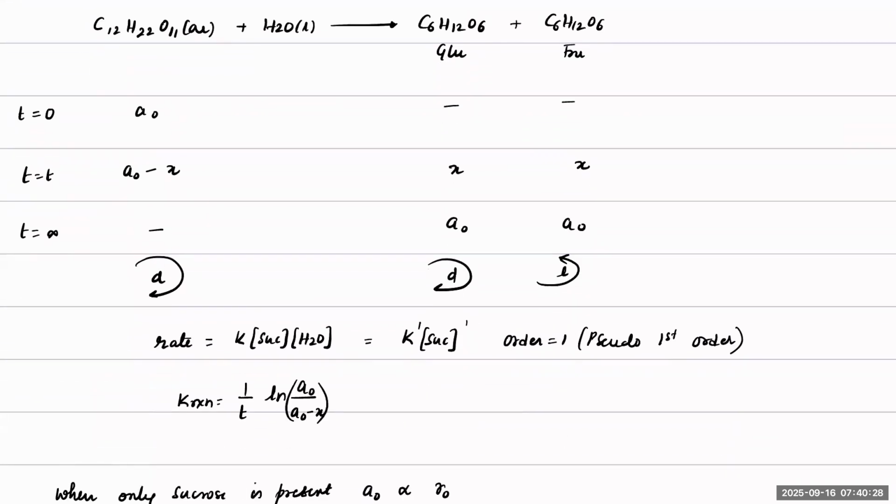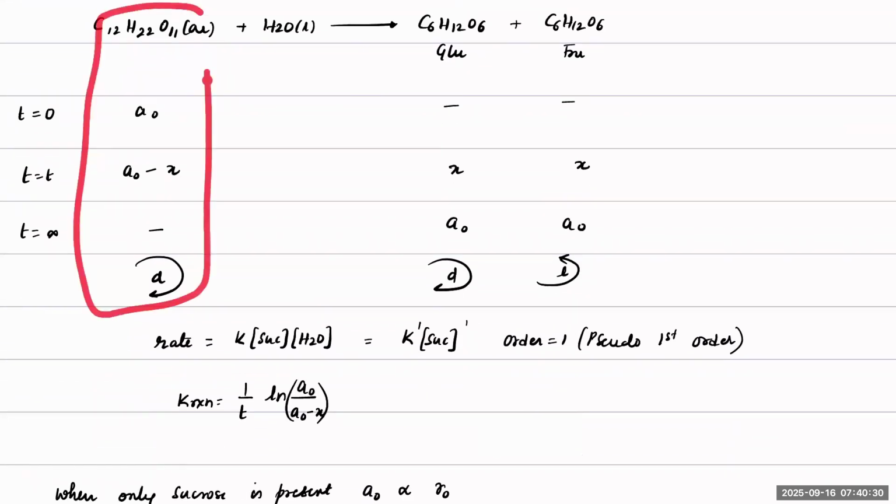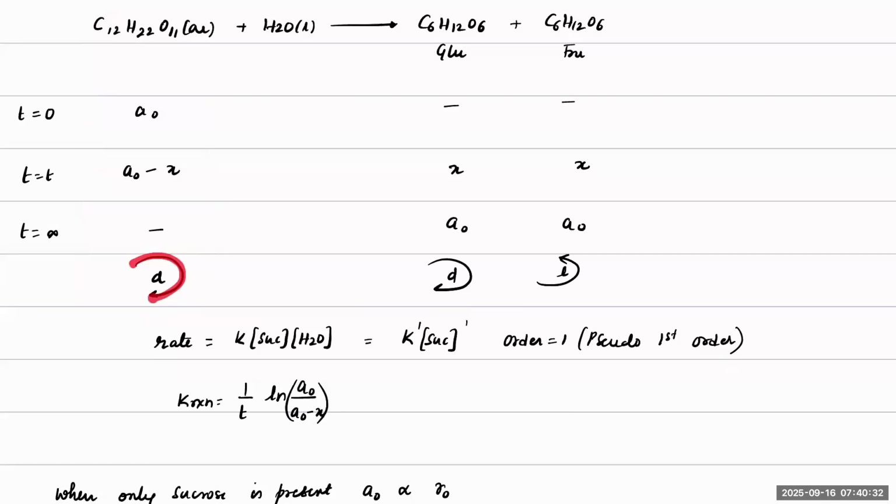Suppose pure sucrose gives a dextrorotation of a certain angle theta, glucose gives a dextrorotation of some angle theta, and fructose gives an optical rotation that is levorotatory. The rate can be written in terms of K into the concentration of sucrose into water, correct?